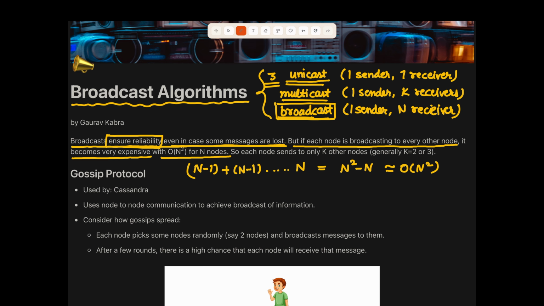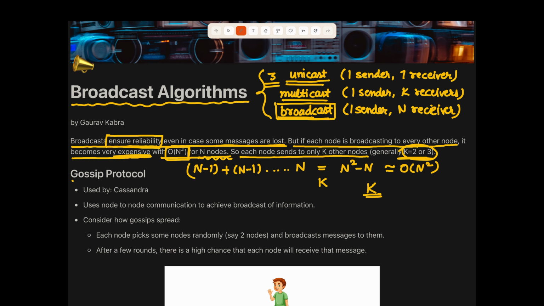Now if we replace students with servers or nodes in a distributed system, the complexity becomes big O of n square with n nodes. This is a very expensive process, right? You are sending to n minus 1 nodes. This becomes a very heavy and expensive process. So we decide that we choose a subset k. We choose k other nodes and we only broadcast to those k nodes. Generally we keep k to 2 or 3. So every node, and now actually it is multicast, will be sending to k other nodes. Generally k is 2 or 3.